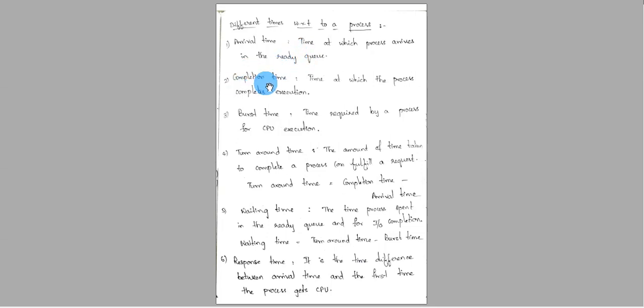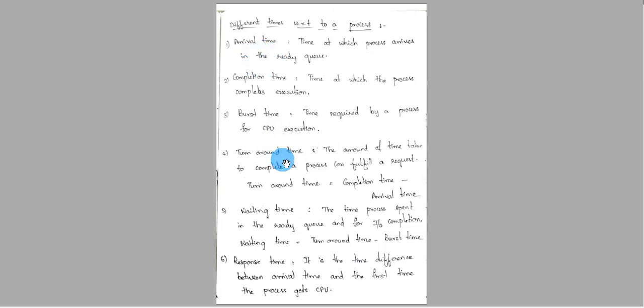Next, completion time. The time at which the process completes execution is known as completion time. It may stop in the middle and resume at some other time, but we should consider the final time at which it completes execution. Next, burst time. The time required by a process for CPU execution, the duration in which the process is being executed, is known as burst time. Burst time is also known as service time, whereas arrival time is also known as admission time or submission time.